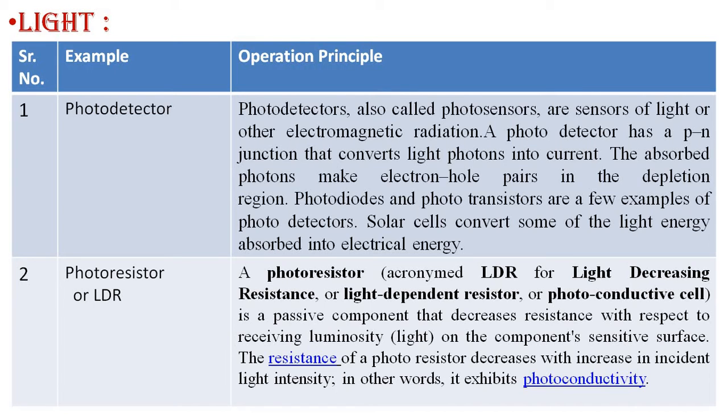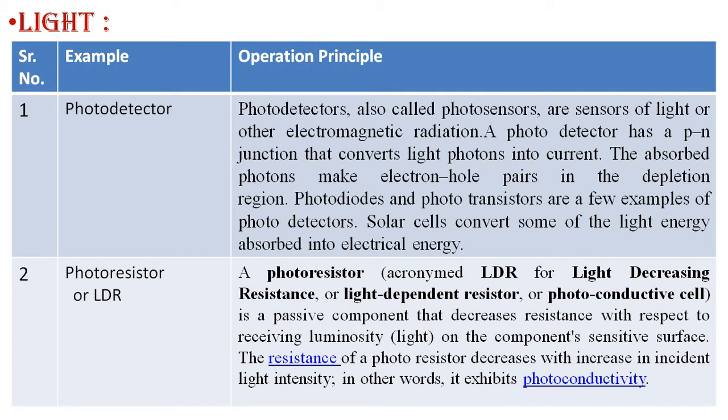A photodetector has a PN junction that converts light photons into current. The absorbed photons make electron-hole pairs in the depletion region. Photodiodes and phototransistors are a few examples of photodetectors. Solar cells absorb solar energy and convert it into electrical energy. So these two main examples, photodiode and phototransistor, are used as photodetectors.